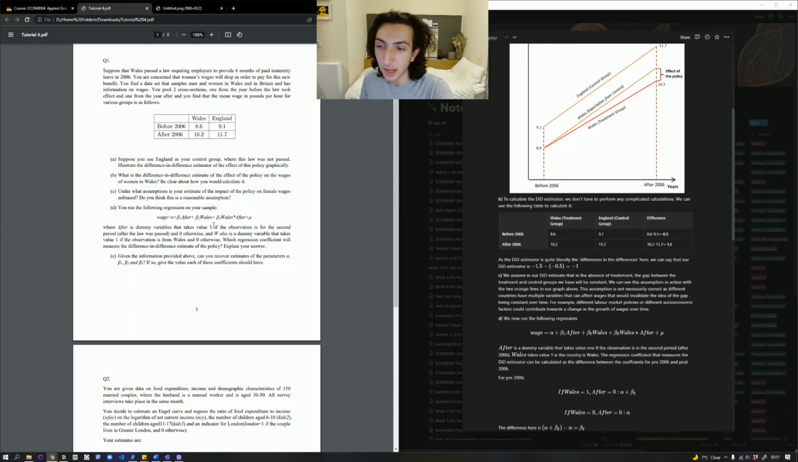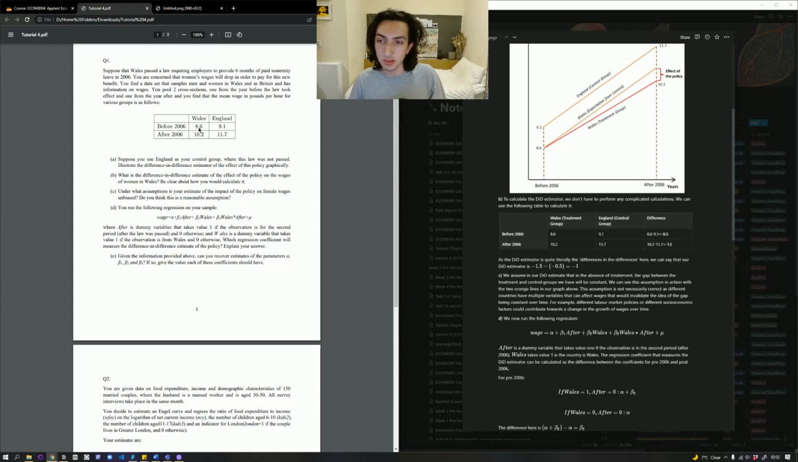Now, it wants us to figure out which regression coefficient measures the difference in difference estimate of the policy. Well, it's actually beta 3, but I think it's a bit hard to see how we do that. So let's think about the conditional aspect of this. Say we have someone from Wales before 2006, okay? So for that, we'd have Wales equals 1 and after equals 0, right?